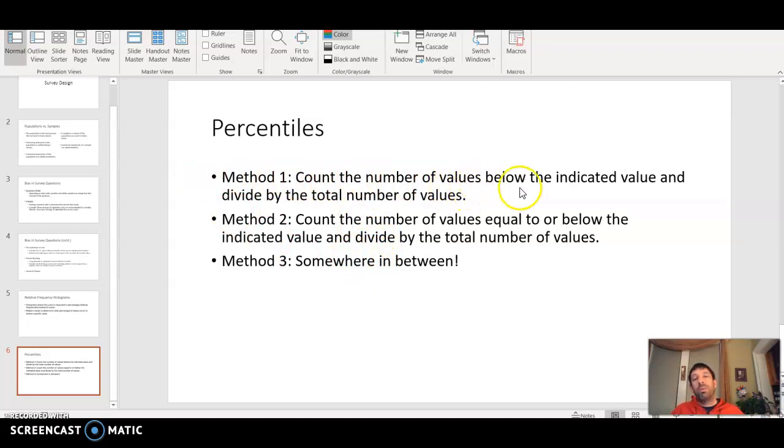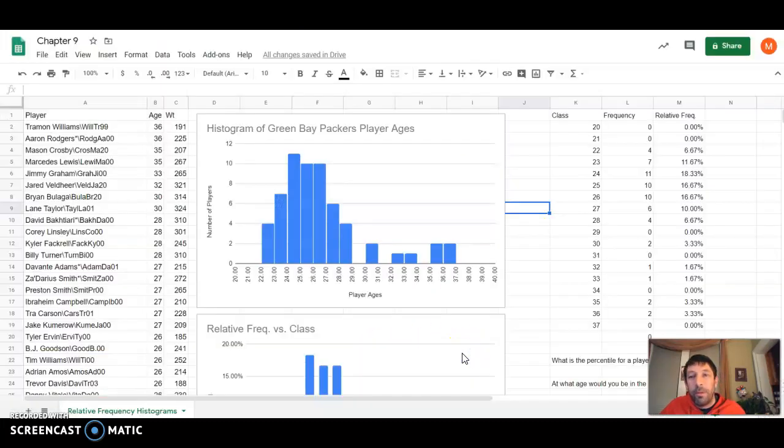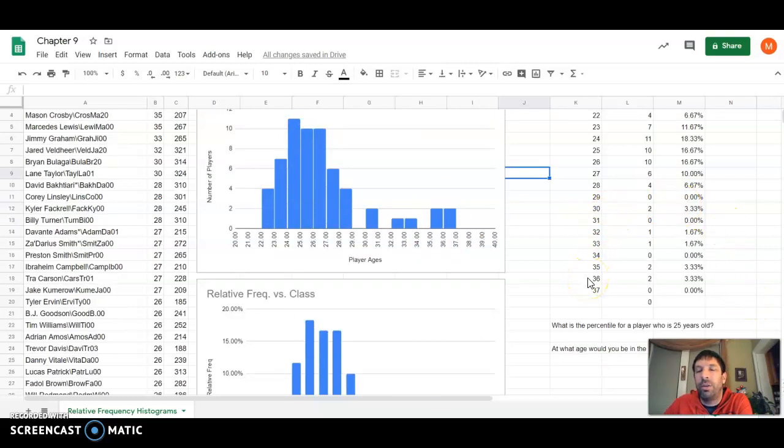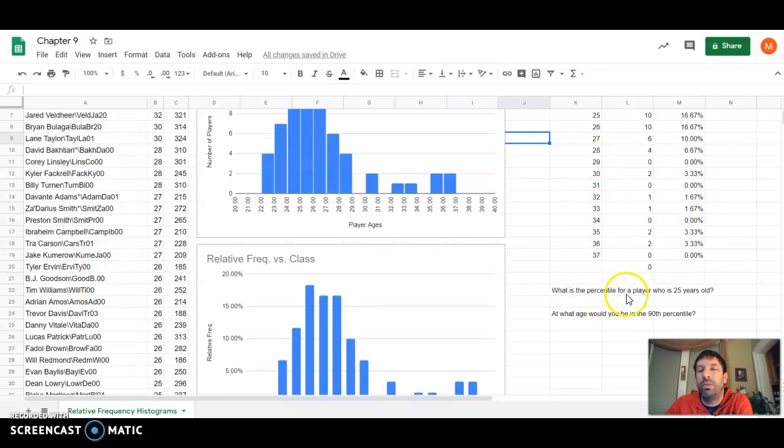So we're going to count the number of values that are below that value and divide by the total number of values. So let's take a look at this in action. Okay, so here's our histogram of Green Bay Packers player ages again. And I've got this question right here: what is the percentile for a player who is 25 years old?